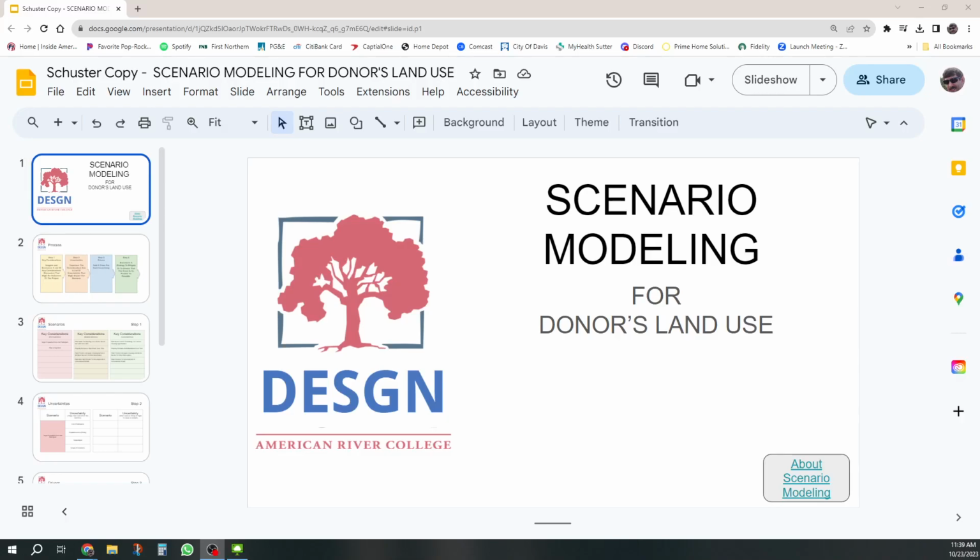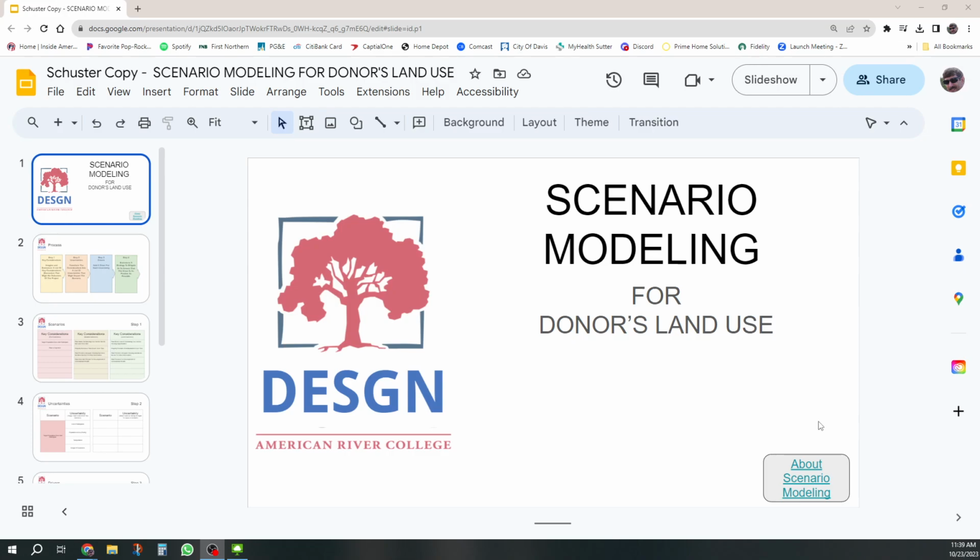Let's take a look and see what this scenario modeling thing is. Basically, it's a way to list all the things that you might be concerned about and then try to figure out which ones we have control over and which ones we don't, and how much control we have over them. And then, if we do, what control are we going to apply? What strategy would we apply?